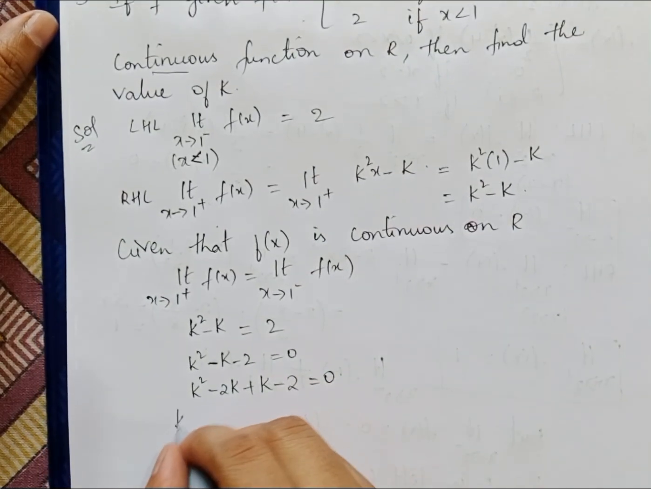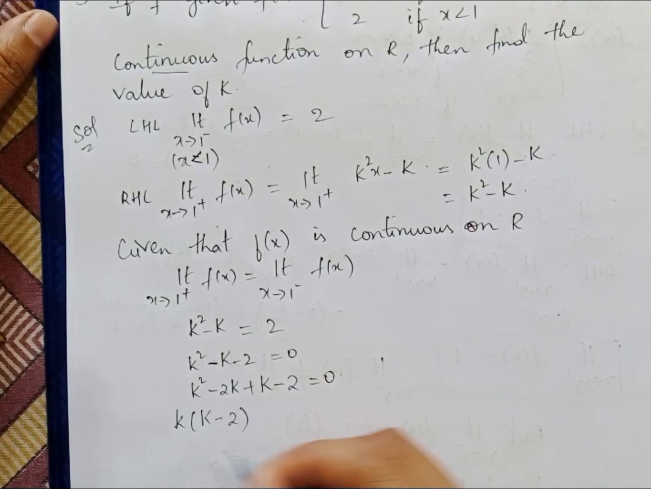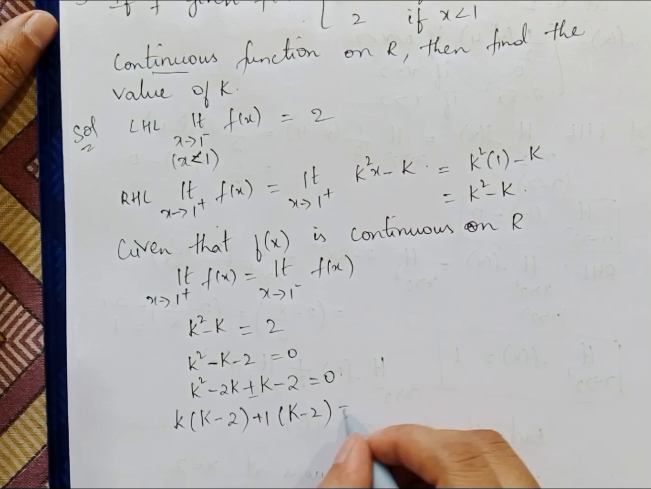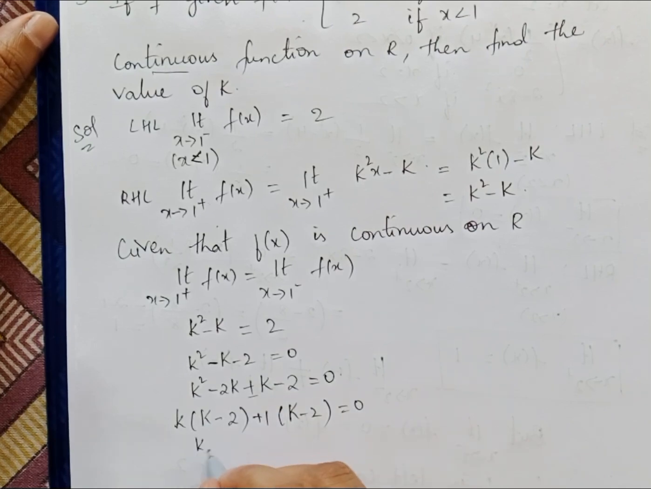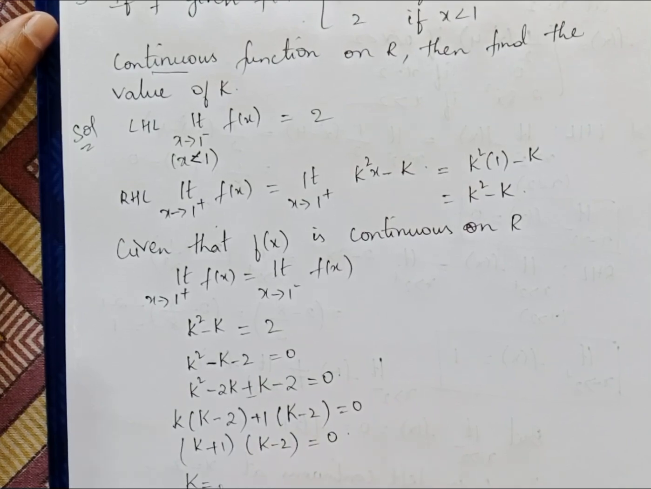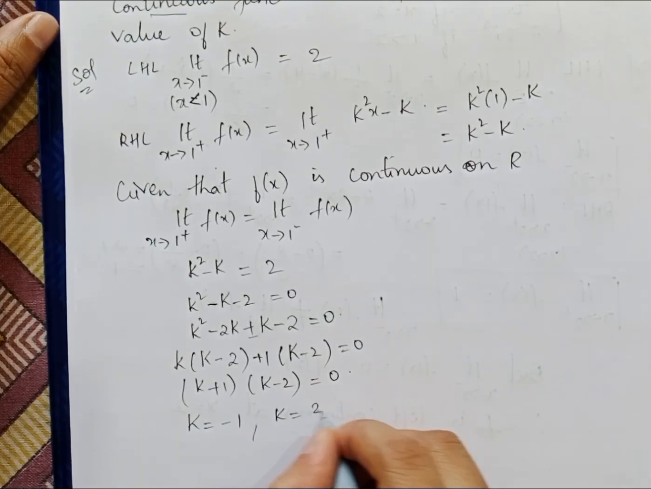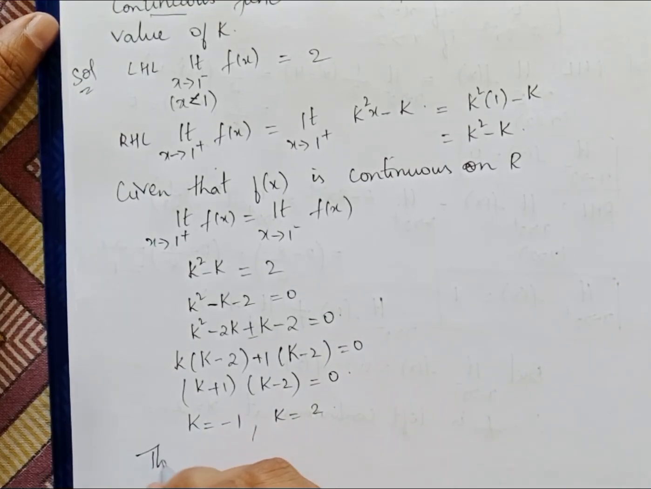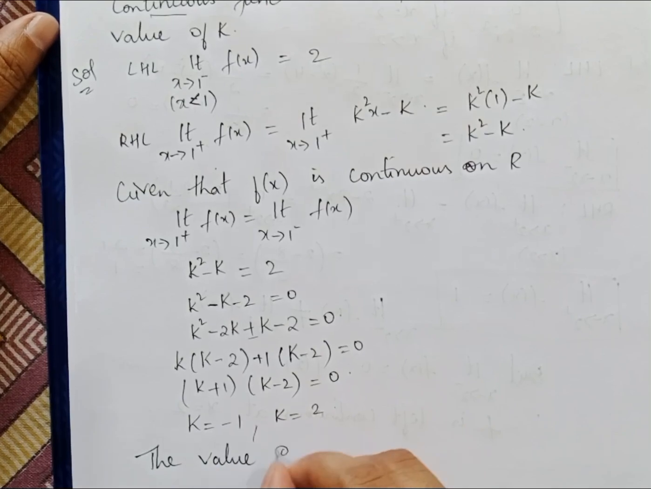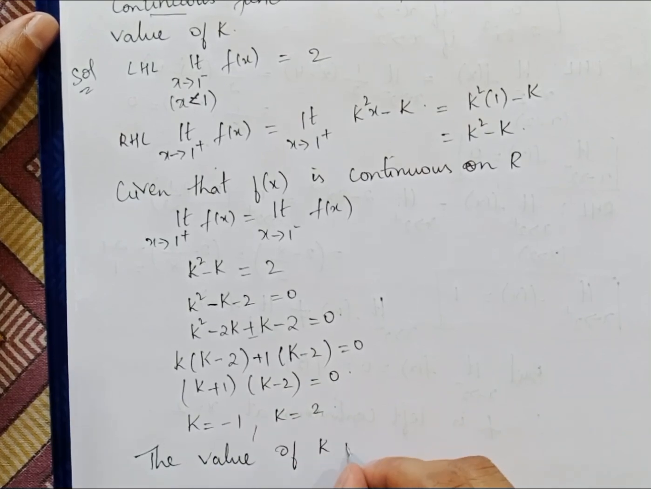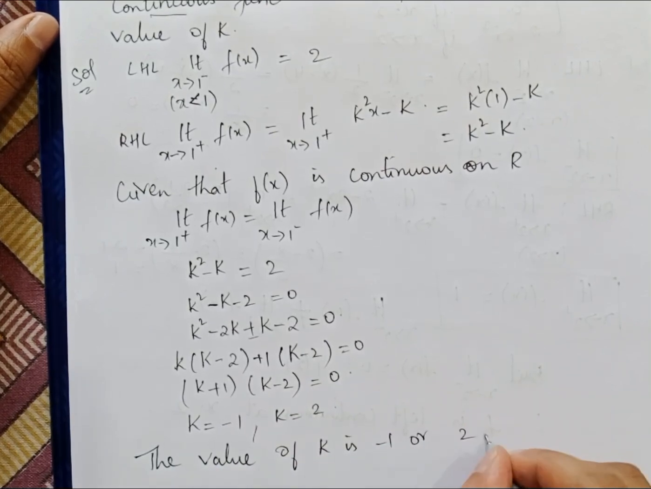Taking k common here, k minus 2 will be left. The same factor you have to write here. We have the same factor here, so it is plus 1, equal to 0. So k plus 1 is one factor, and the other factor is k minus 2 equal to 0. So here we get k as negative 1 and k as positive 2. So the value of k is minus 1 or 2.